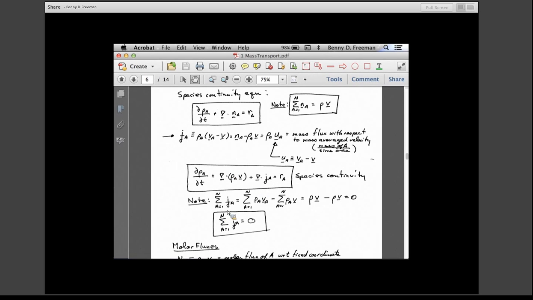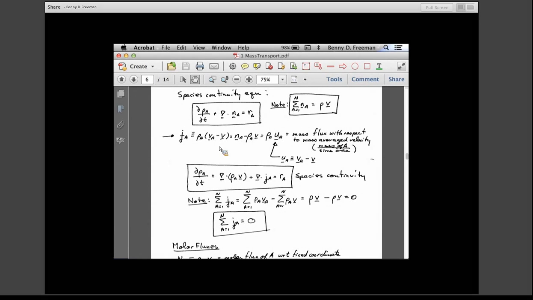You can verify, and I think you may already have done this on the homework, that the sum of these J sub A's over all the components in a system is equal to 0. If you think about it a little bit, that's the way it has to be. If J sub A is the flux of component A above and beyond the average flux in the system, then if you have several components with an average flux through a system, some of them have to be moving faster than the average and some slower. Otherwise, they wouldn't add up properly to give that average.